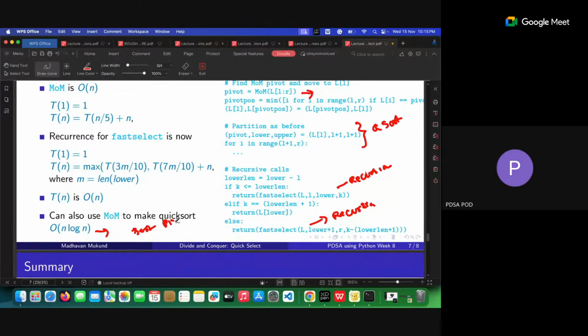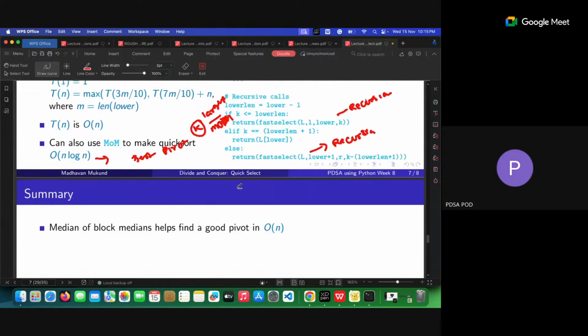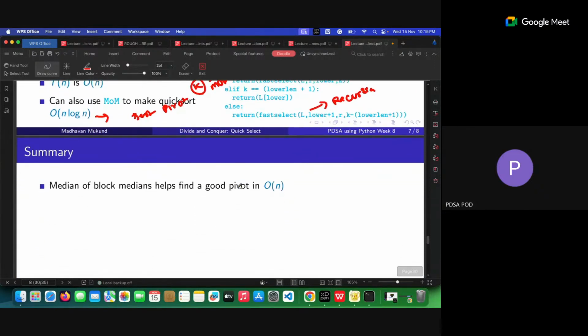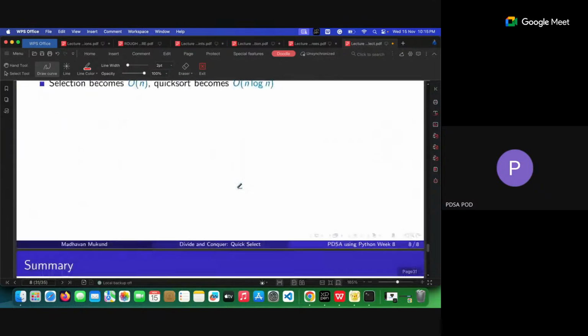The best pivot is selected using k largest, which is nothing but median of medians. So in that median of medians, we try to find the kth largest one. So this is the summary of it.